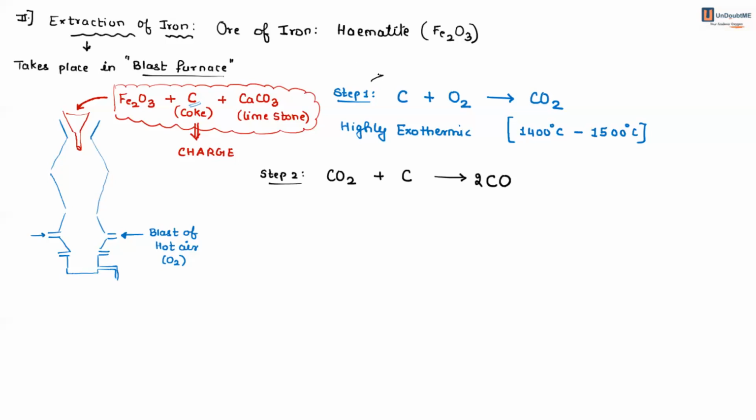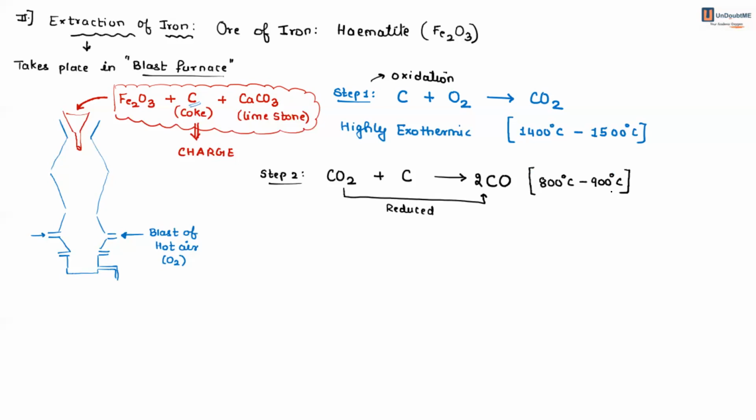So step one, we can say that it's an oxidation reaction because carbon is getting oxidized to carbon dioxide. Step two is carbon dioxide getting reduced to carbon monoxide because one oxygen is lost. So it is getting reduced. And this reaction takes place at a temperature of about 800 to 900 degrees Celsius.